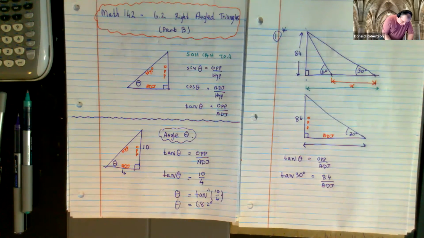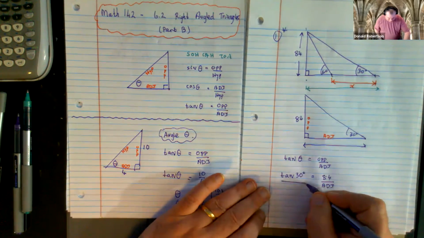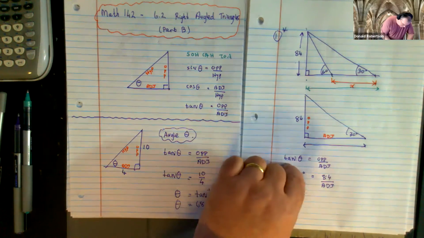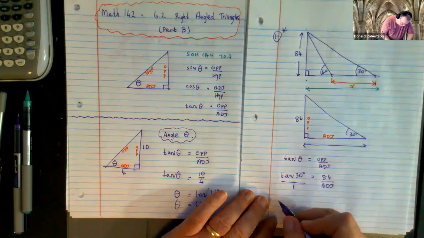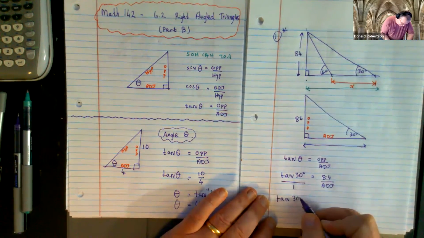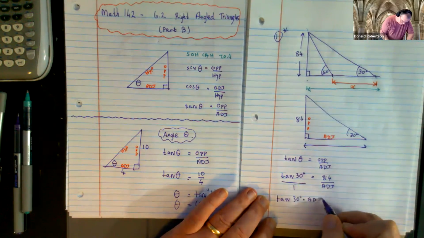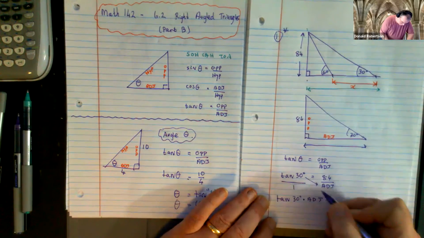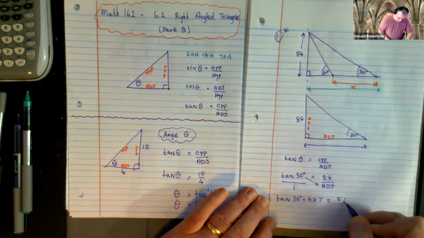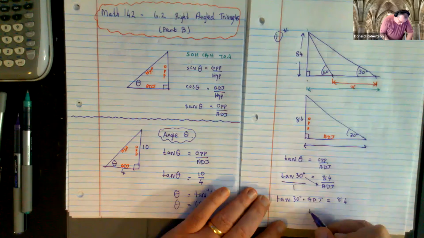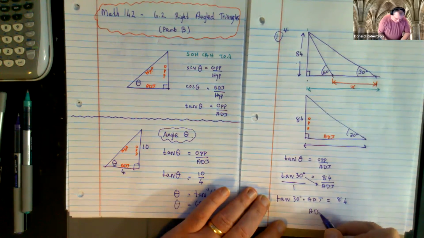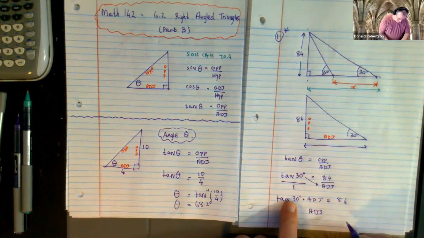Now, you typically do a little cross multiply here. If I do a cross multiply, I end up having the tangent of 30 degrees times the adjacent equals 84 times 1. And so to find the adjacent, I divide both sides by the tan of 30.